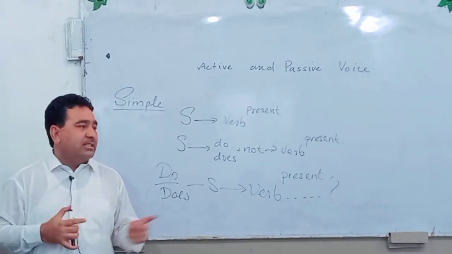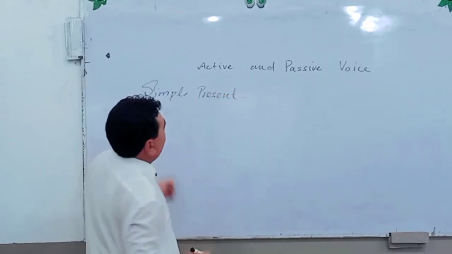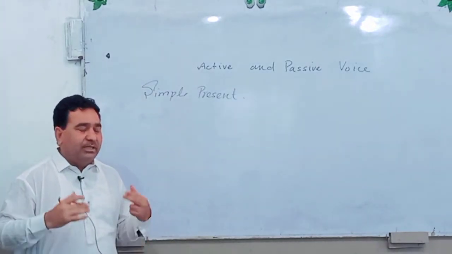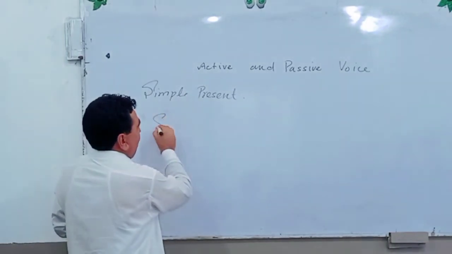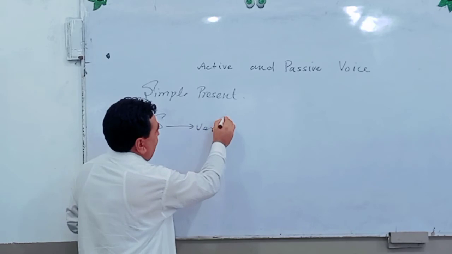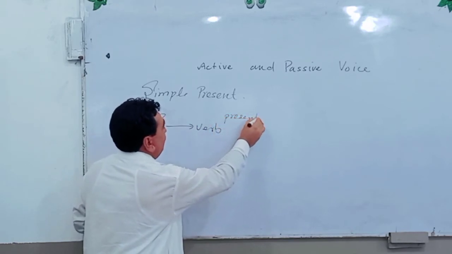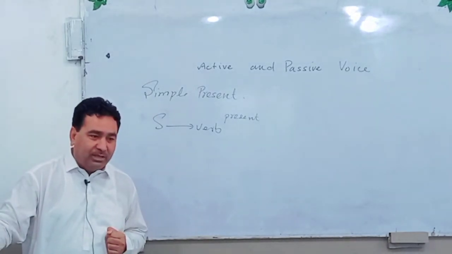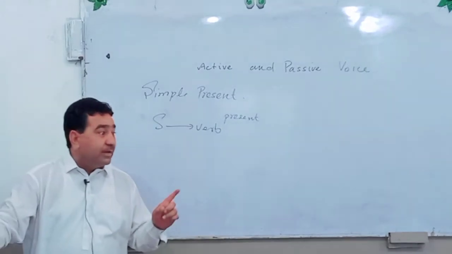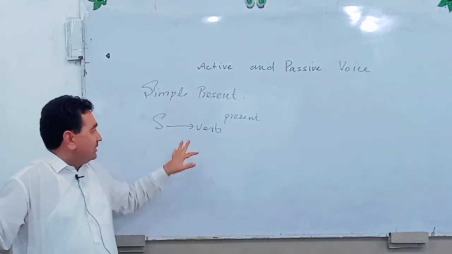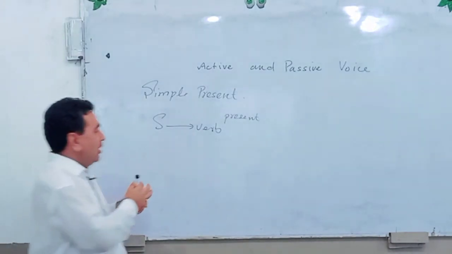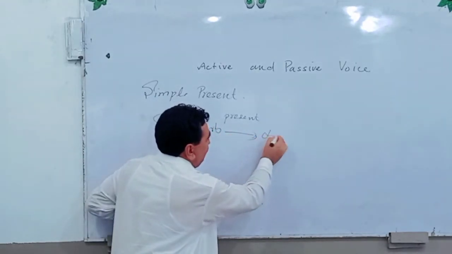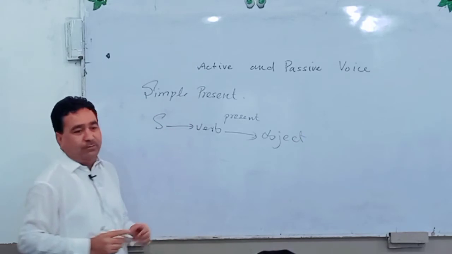Now moving towards its passive structures. Okay, now active and passive voice in simple present tense. What did I say? What will be the structure of the sentence? Subject followed by verb, present form. But one other thing, what kind of sentences can we change into passive voice? Sentences in which the verb is followed by the object. So this structure cannot be changed into passive voice, only if we say subject followed by the verb in the present form followed by the object. This sentence can be changed into passive voice.